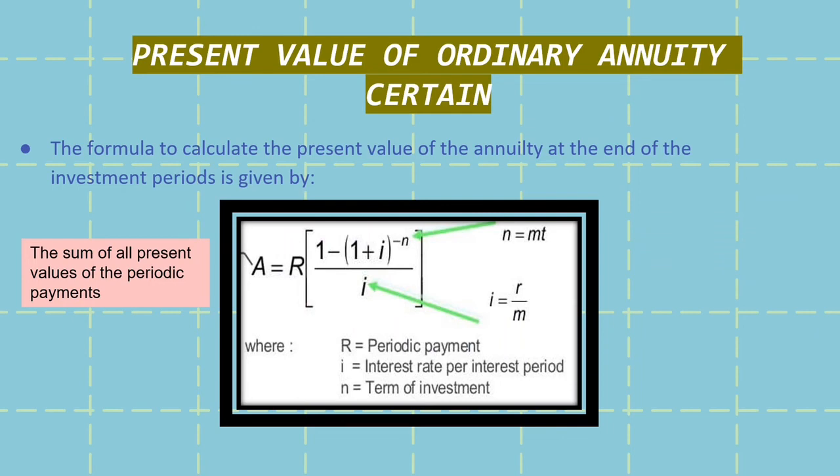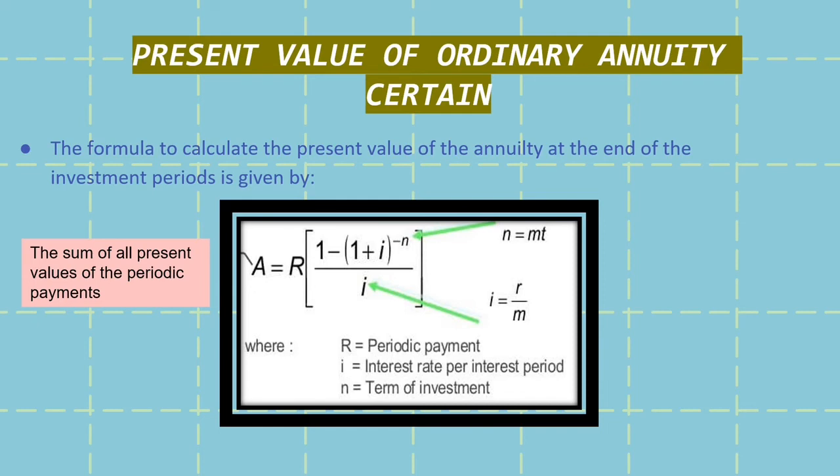Alright, our last topic is the present value of ordinary annuity certain. So what is the present value of ordinary annuity certain? It can be defined as the sum of all present values of the periodic payments.